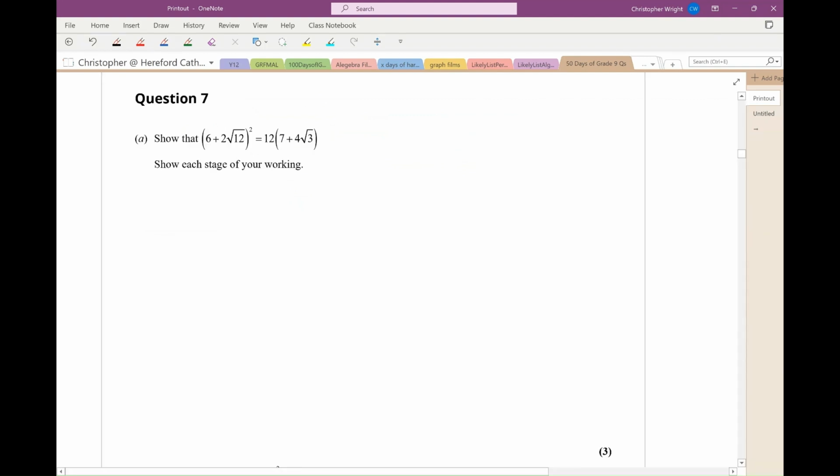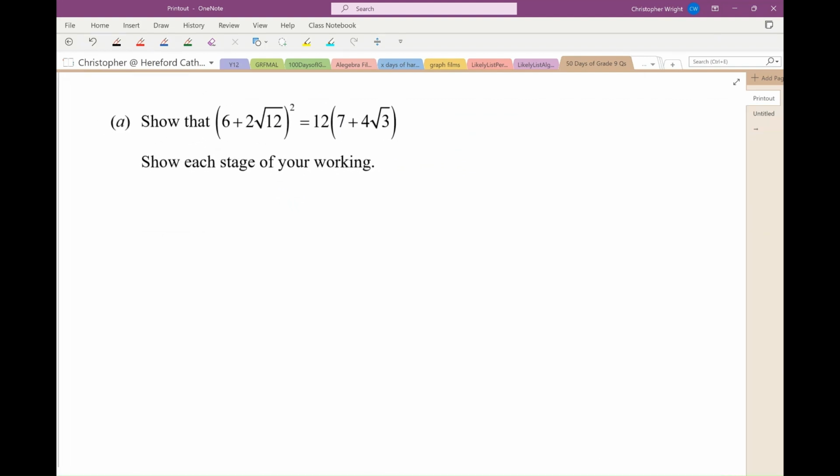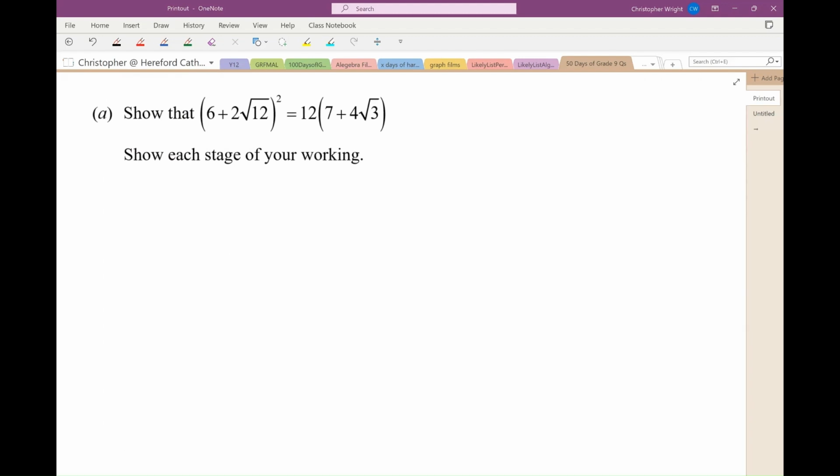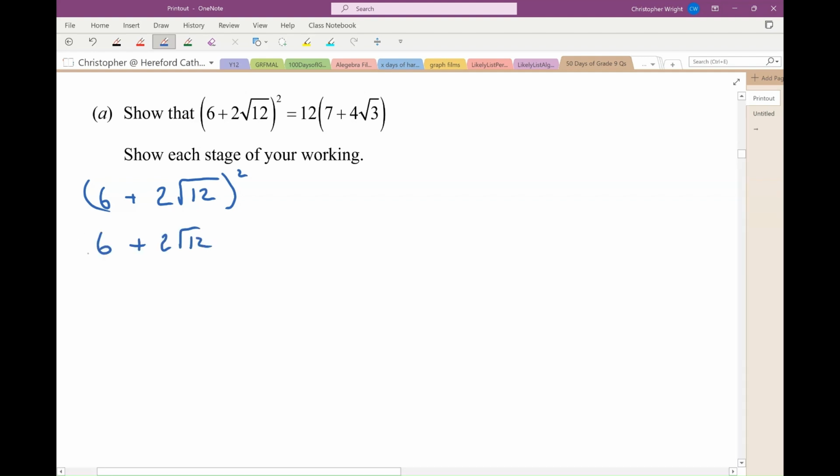Question 7. Looks like we're dealing with surds here. Show that the left-hand side equals the right-hand side. Show each stage of your working. Well, let's take this left-hand side then, and let's simplify it and see if we can get the right-hand side as our answer. To start with, let's write that like this, and then expand the brackets.